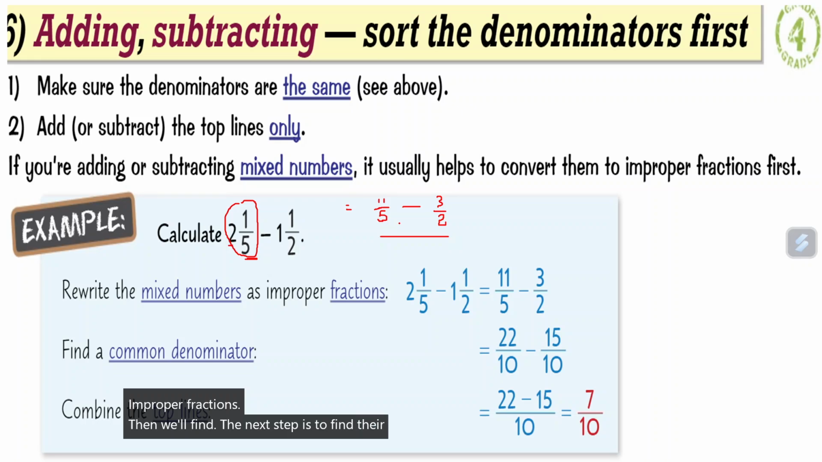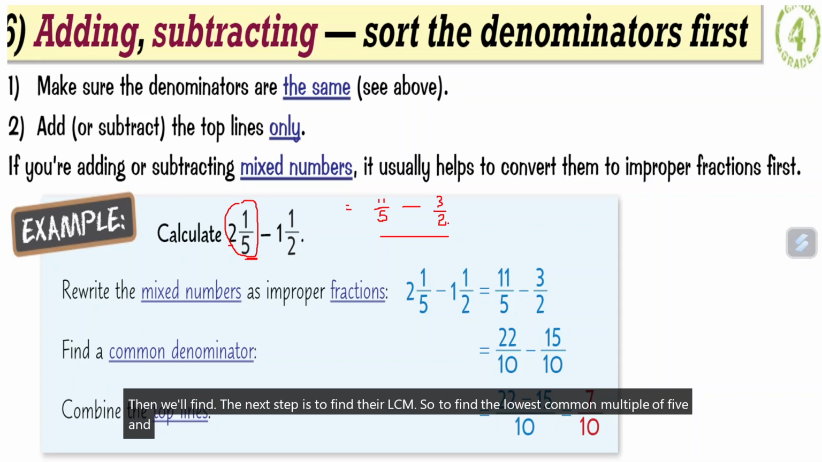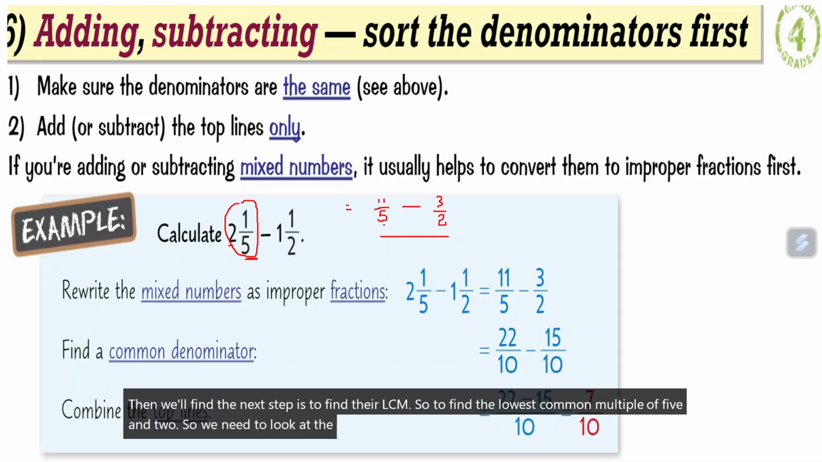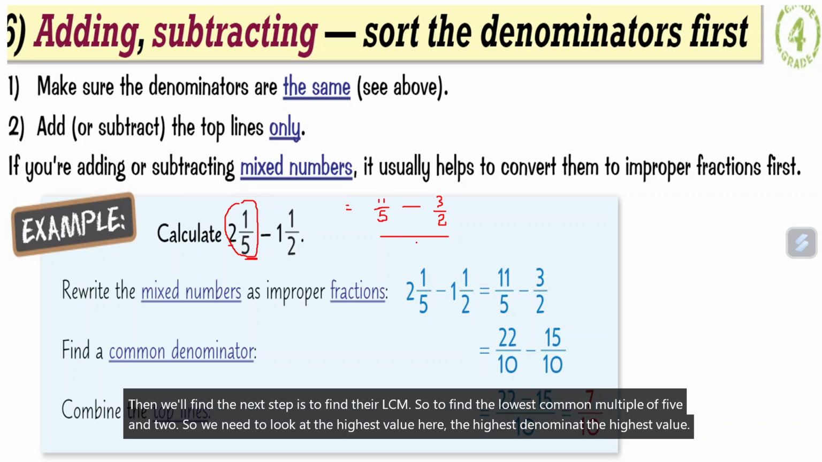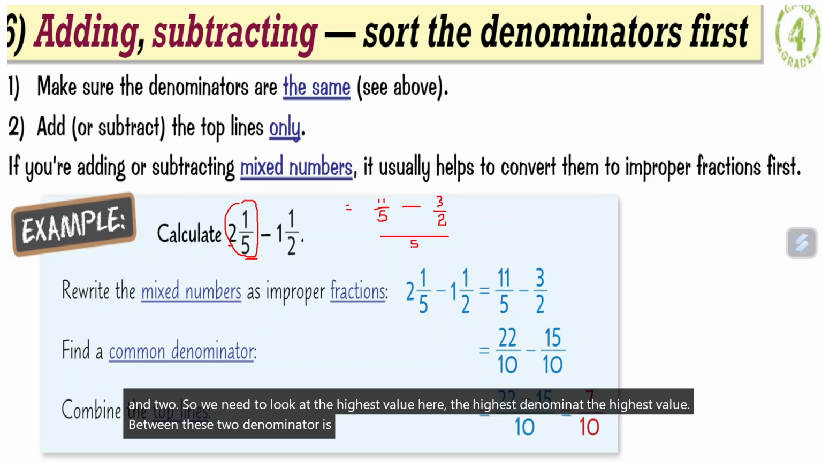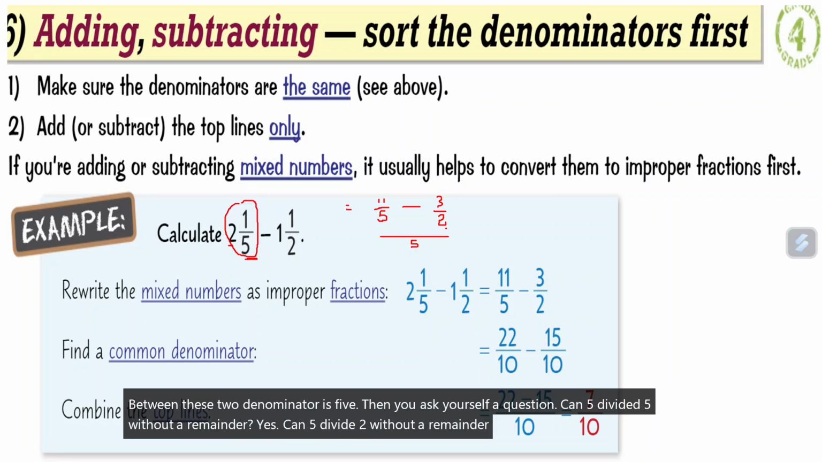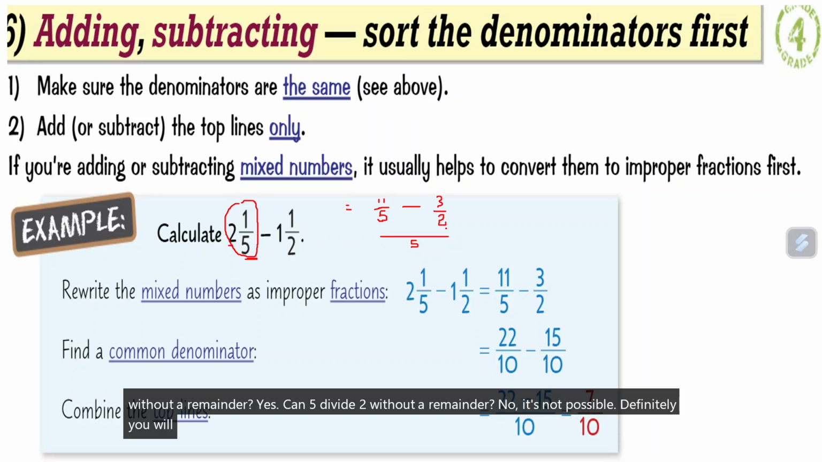Then we'll find the next step is to find their LCM. So to find the lowest common multiple of 5 and 2, we need to look at the highest value here. The highest value between these two denominators is 5. Then you ask yourself a question: can 5 divide 5 without a remainder? Yes. Can 5 divide 2 without a remainder? No, it's not possible. Definitely you have a remainder. As such, we don't settle for 5.